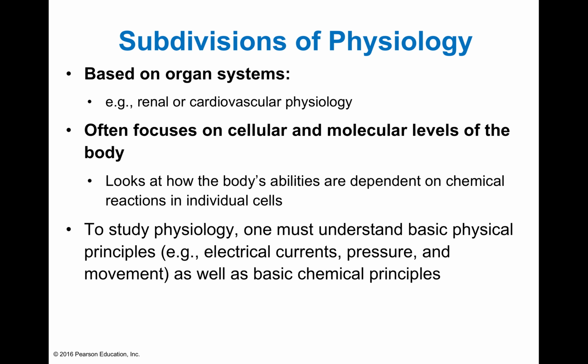Now, when we look at physiology and the breakdown for physiology, we can look at it based on organ system, which is a typical approach we take. So we can look at cardiovascular physiology and discuss anything that's associated with the heart, blood vessels, and blood. Or we can take the urinary system and discuss any functions associated with your kidney, ureter, bladder, and urethra.